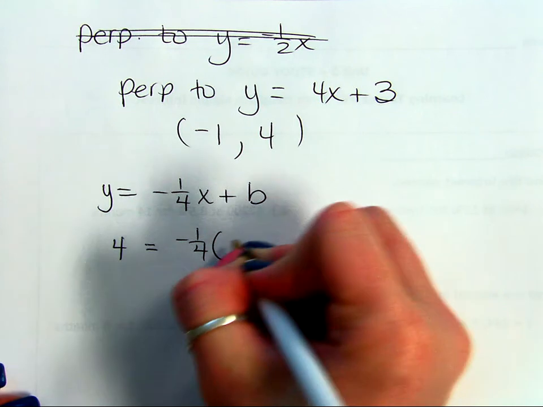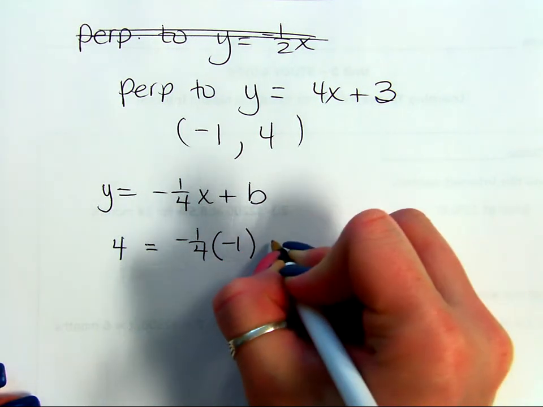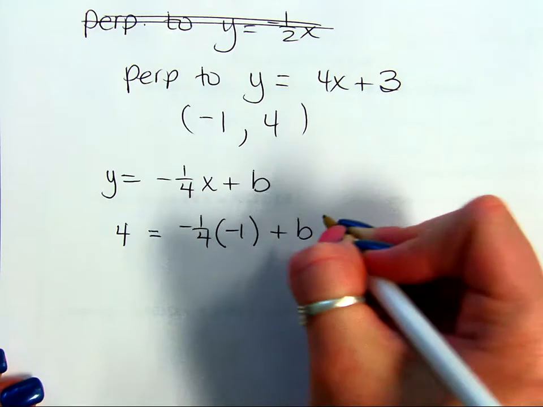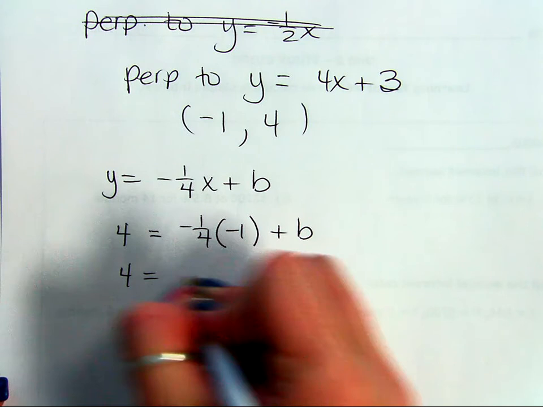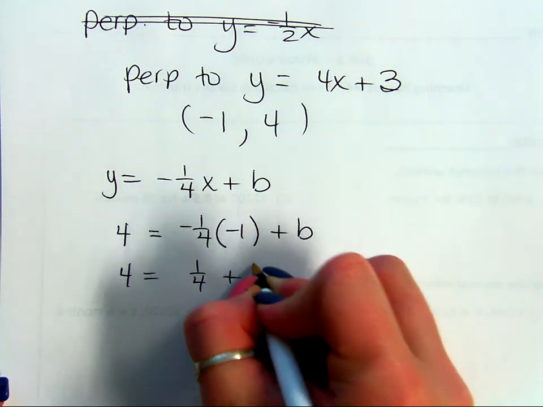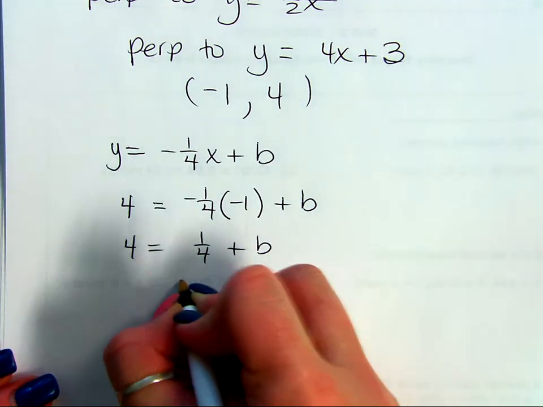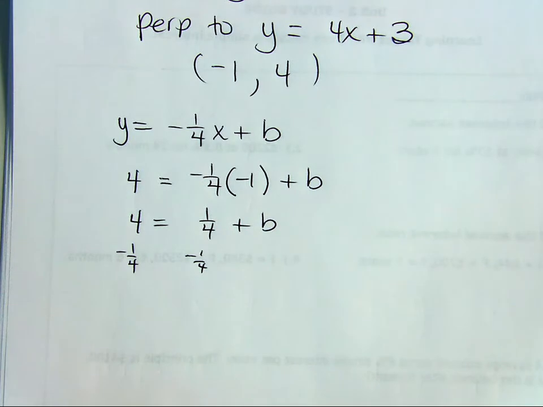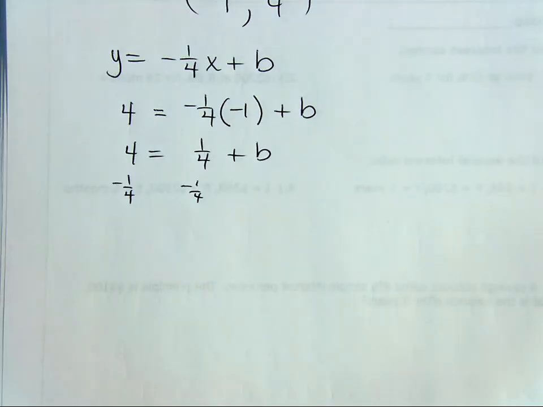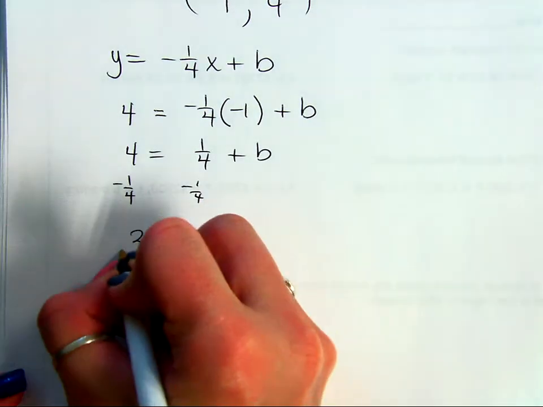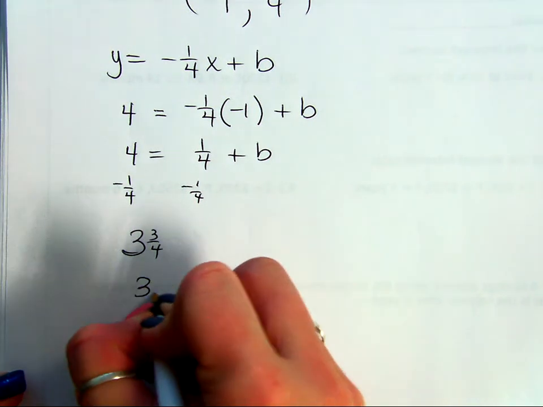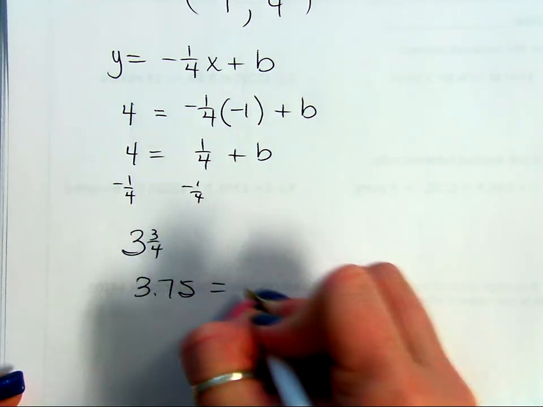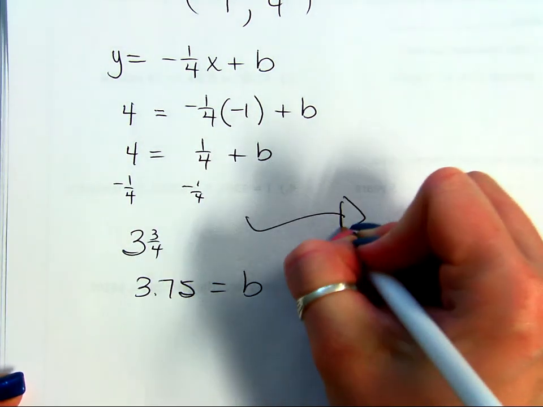You guys can do this. Plus b. 4 is equal to positive 1/4 plus b. And then when I subtract 1/4, if you have $4 and you get rid of a quarter, you have what? Either 3 3/4 or 3.75 equals b, and that's okay. Sometimes it's not neat. Sometimes the y-intercept will be a mixed number.